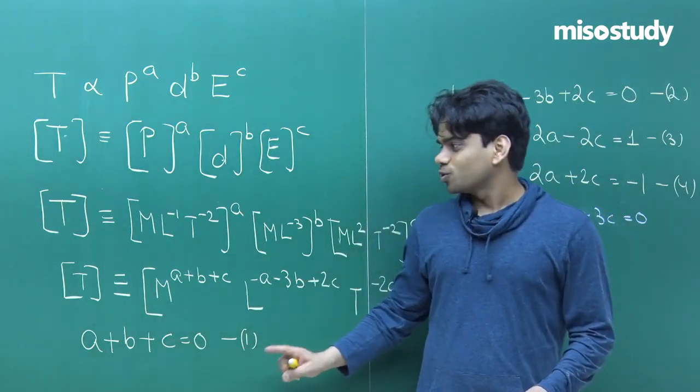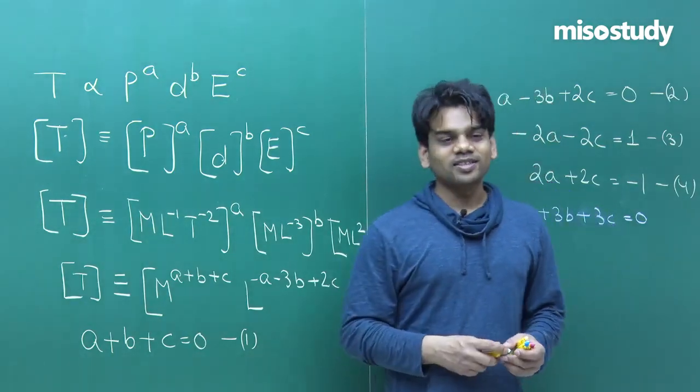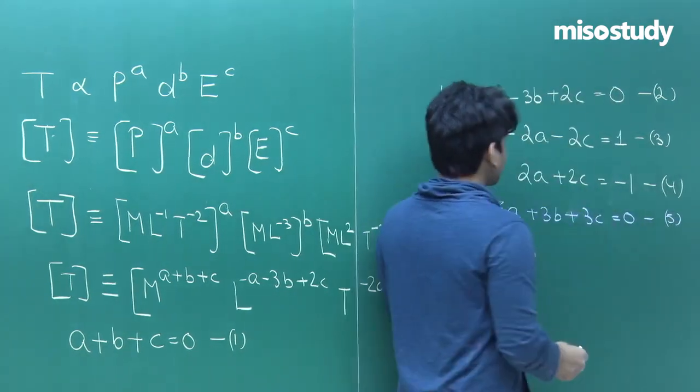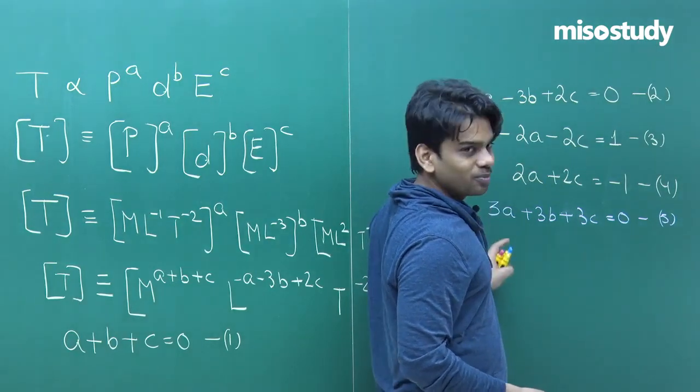A plus B plus C equals 0, we were having. Now I have just multiplied here with 3, we obtained this. Let's say this equation is number 5. Now equation number 5, if we add this with equation number 2, then B will be cancelled out.